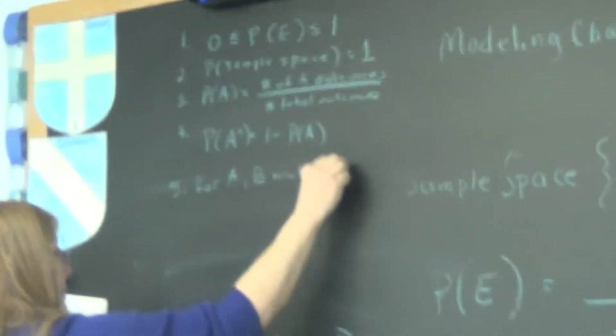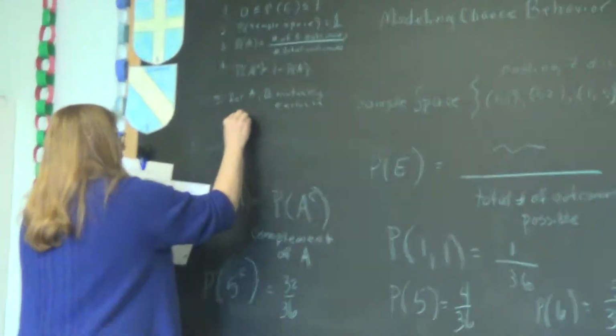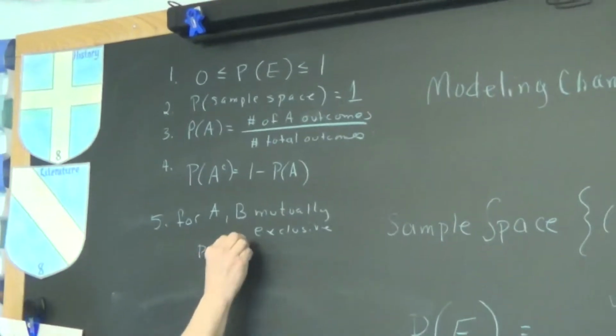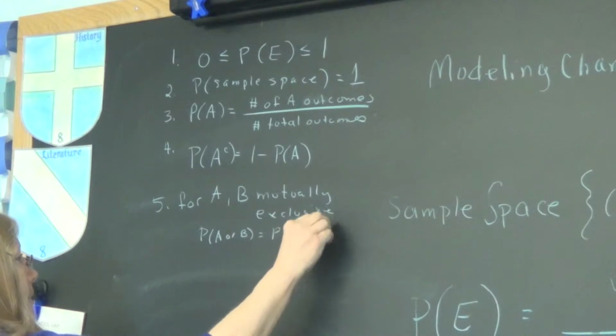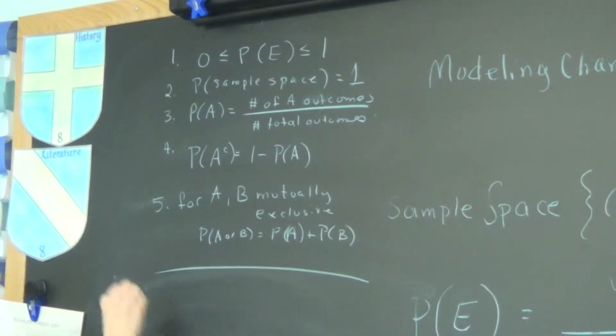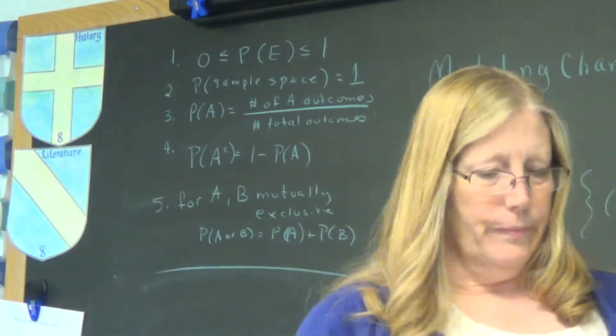Write small. For A, mutually exclusive. The probability of A or B equals the probability of A plus the probability of B.